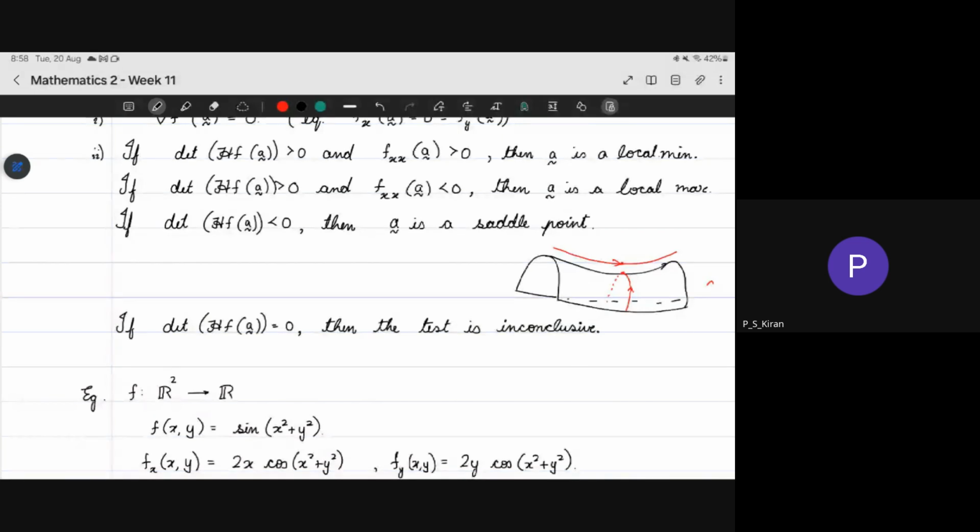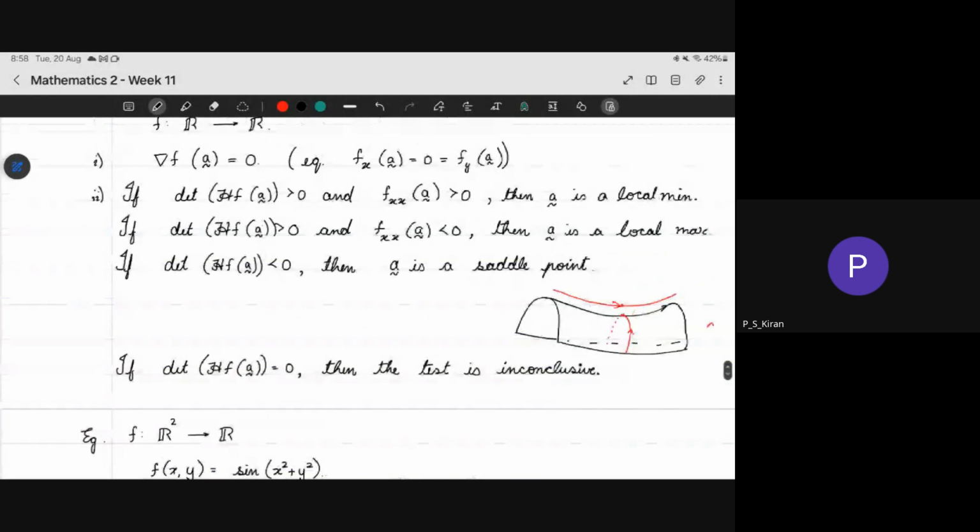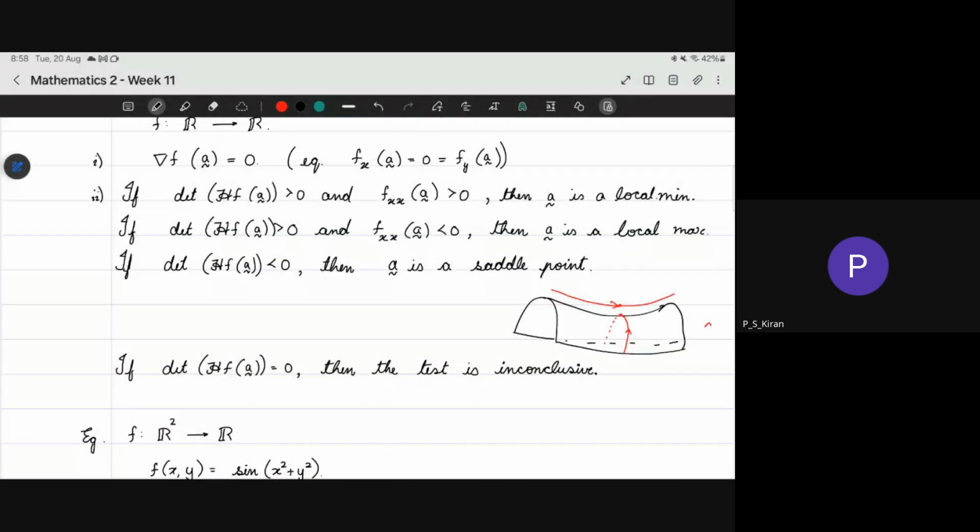No, the determinant being zero is not a saddle point. The test is inconclusive. When the determinant is negative, it's a saddle. And it is not like the function starts increasing or starts decreasing. That's the point of the saddle point. There are directions in which it sees a dip. There are directions in which there is an increasing behavior. There are directions in which there is a decreasing behavior.